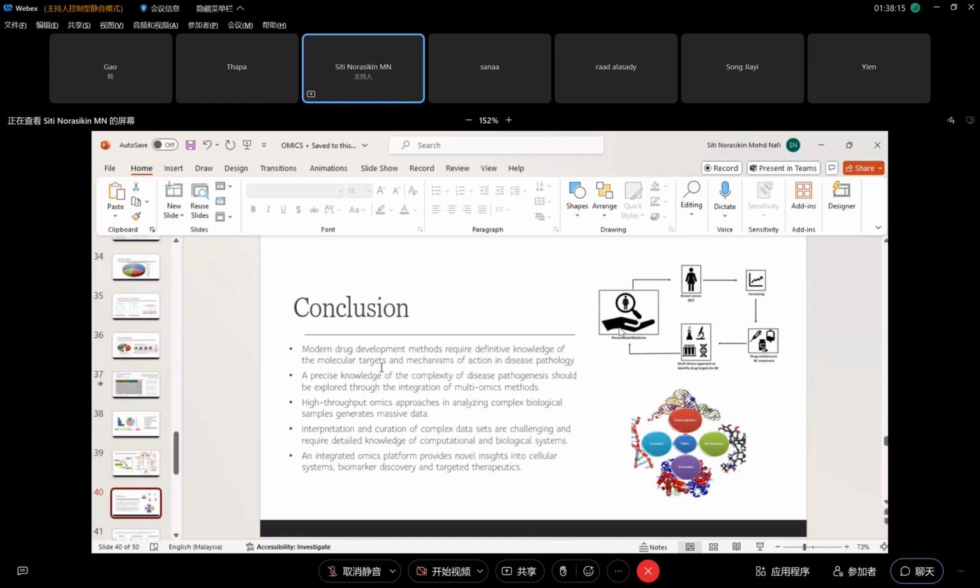the modern drug development methods require definitive knowledge of the molecular targets and mechanism of action in disease pathology. And of course, it's about generating a precise knowledge of the complexity of the disease pathogenesis, which we should explore through the integration of the multi-omics methods.